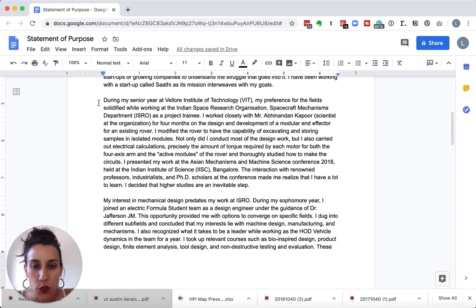I presented my work at the Asian Mechanisms and Machine Science Conference 2018, held at the Indian Institute of Science, Bangalore. The interaction with renowned professors, industrialists, and PhD scholars at the conference made me realize that I have a lot to learn. I decided that higher studies are an inevitable step.